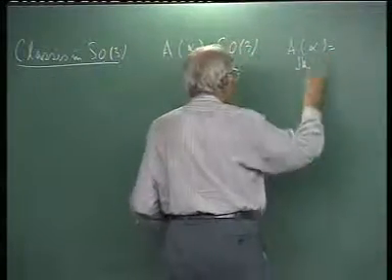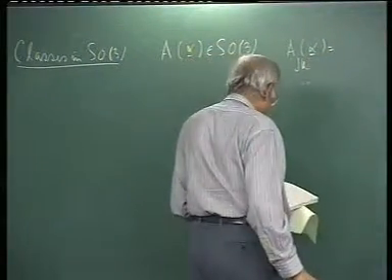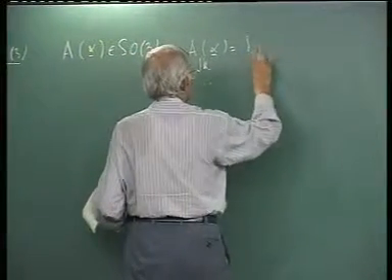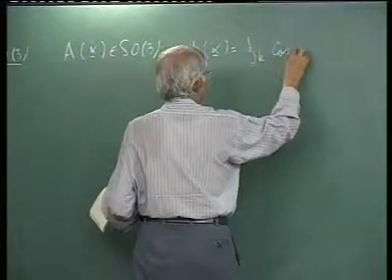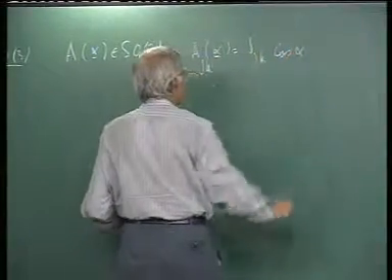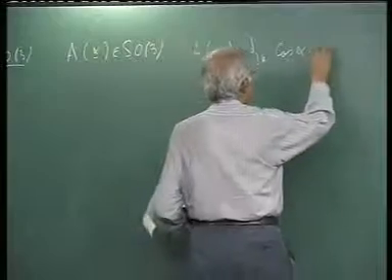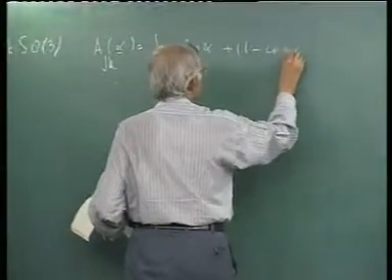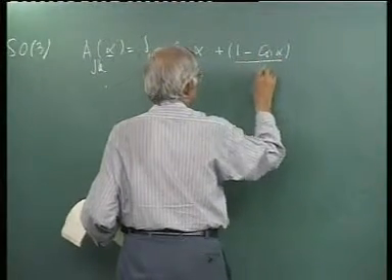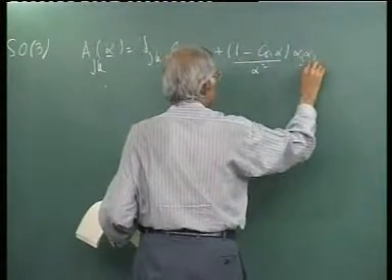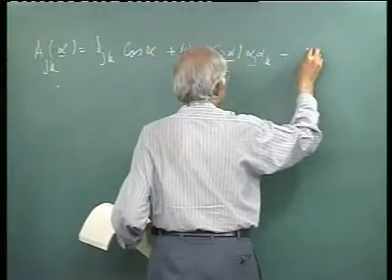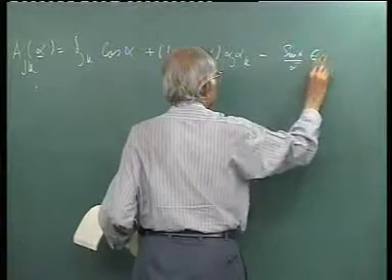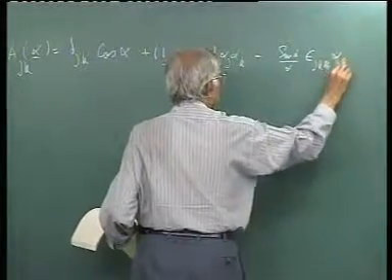If one of you can dictate it to me, I would be grateful just to see that you are with me. What is the first term? Delta jk times cosine alpha, is that right? Plus 1 minus cos alpha over alpha squared, alpha j alpha k, minus sin alpha by alpha, epsilon jkl alpha l.